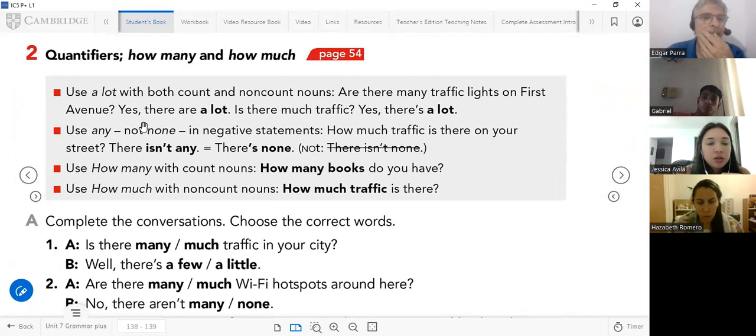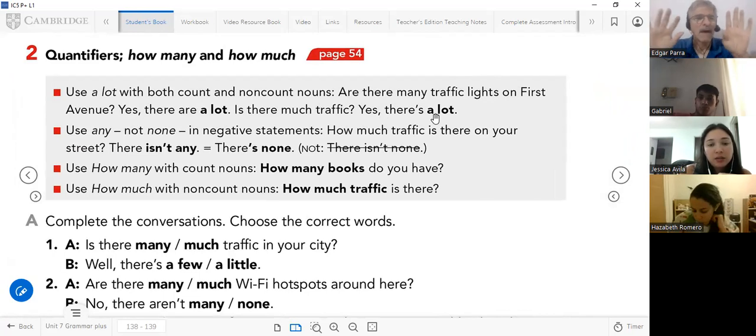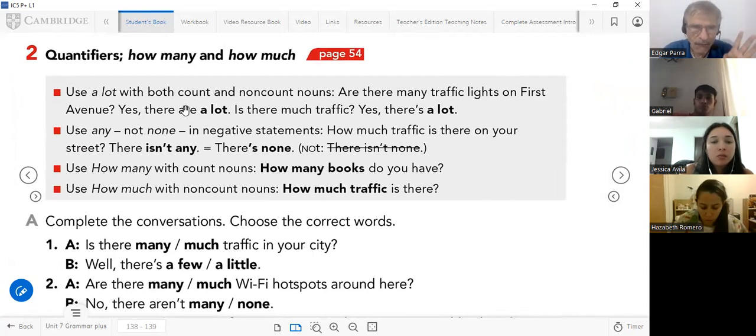Okay. Use a lot with both count and non-count nouns. Are there many traffic lights on First Avenue? Yes, there are a lot. Is there much traffic? Yes, there's a lot. Okay, pay attention. Observe. You can use a lot either for plural or for singular, right? Okay.